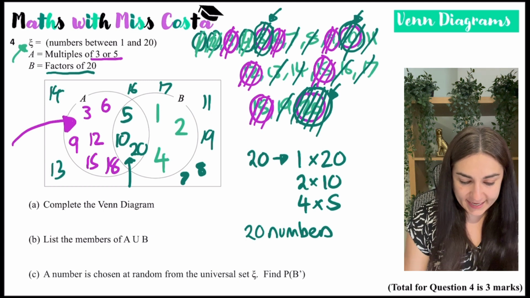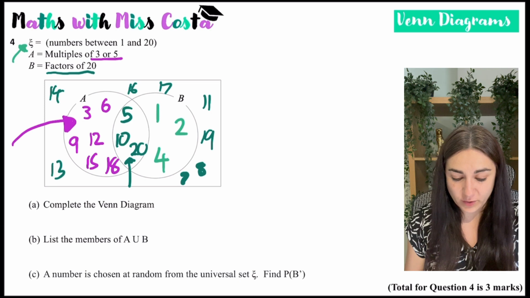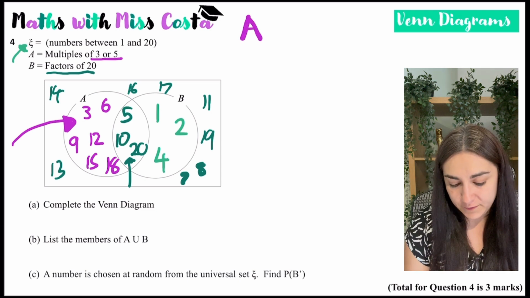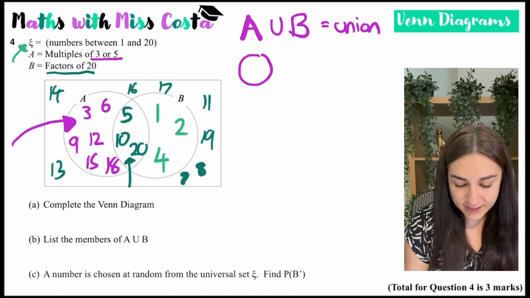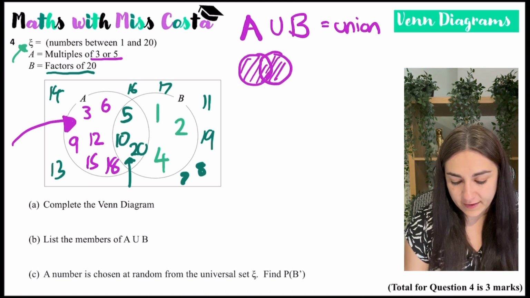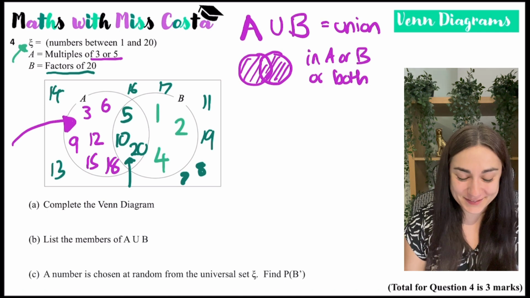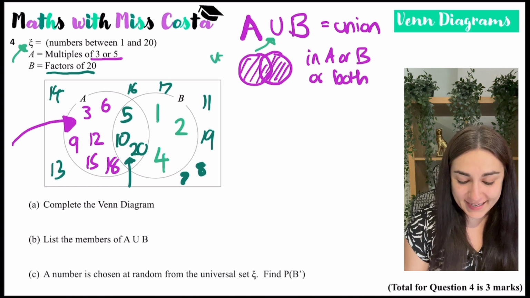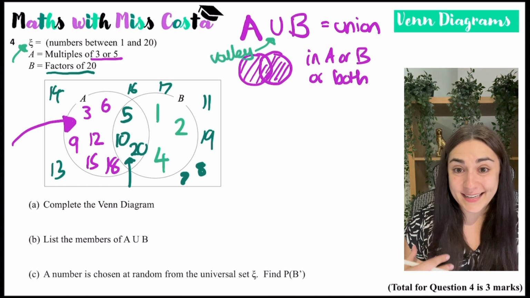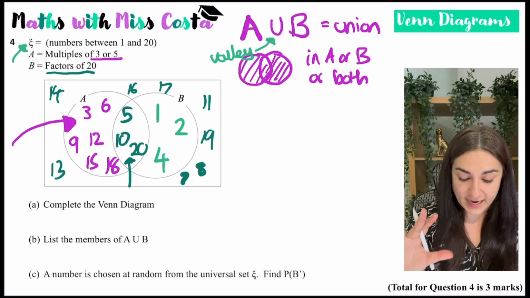Now the next part is saying list the members of A union B. Now, really quick recap on probability notation. If you've got this, that means the union. So it essentially means in your Venn diagram, everything that is in A or B or both, okay? And just a silly little way to remember it, union looks like a valley. It doesn't really, but you can imagine it being a valley. Valleys in this country are very common. So it means lots and lots of things can be present in it.